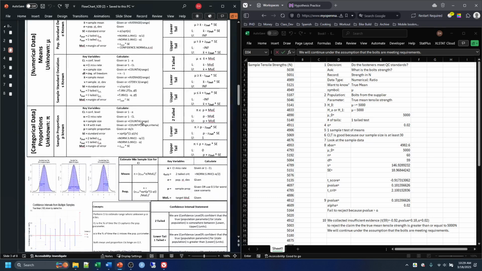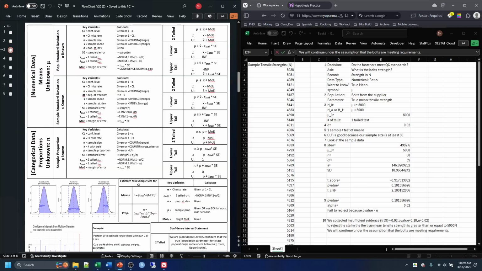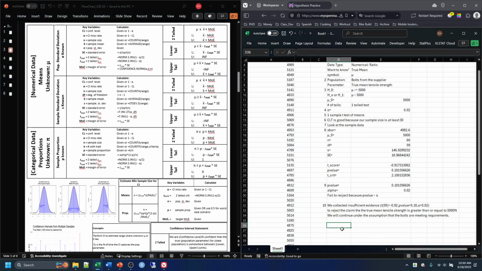Let's scroll on up to our confidence intervals. Notice how we have numerical or categorical. We know we're dealing with numerical. We know that we only know the sample standard deviation. And we know that we want to do an upper tail because we want to say that we want to be less than or equal to some value. Okay, so let's just do a confidence interval.